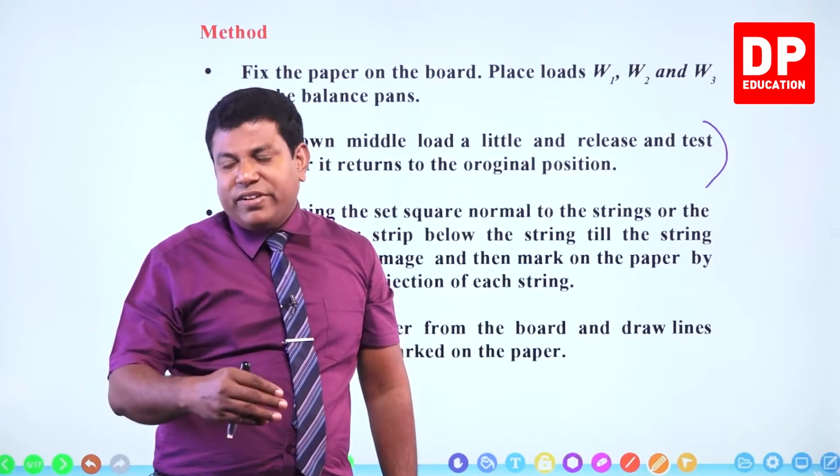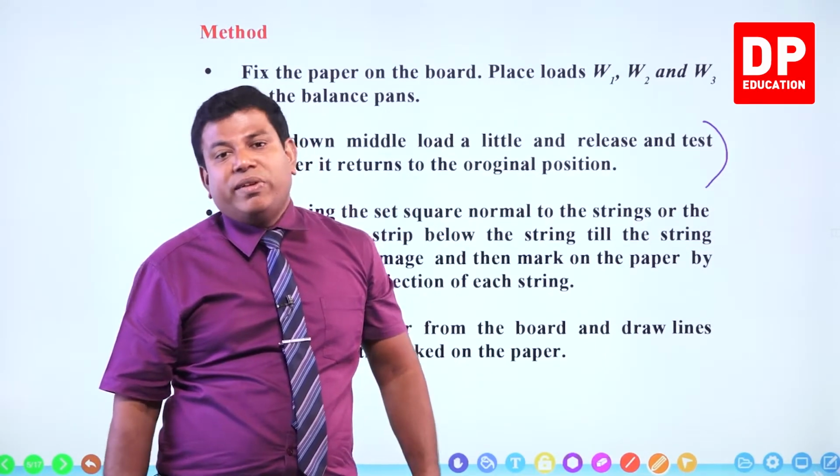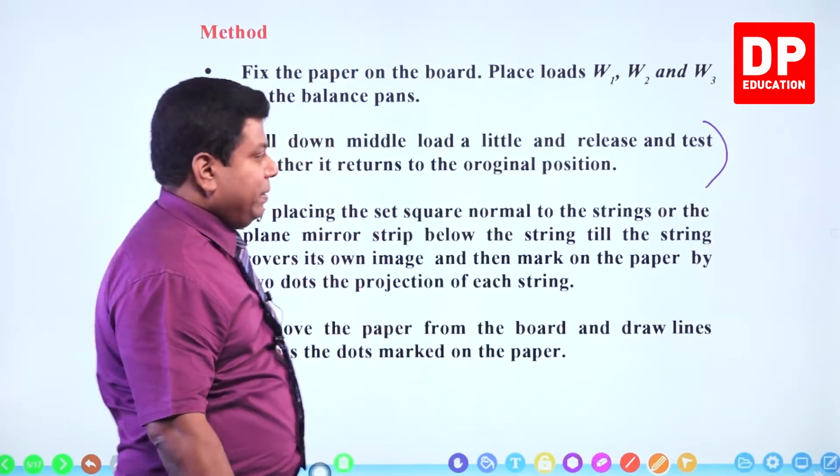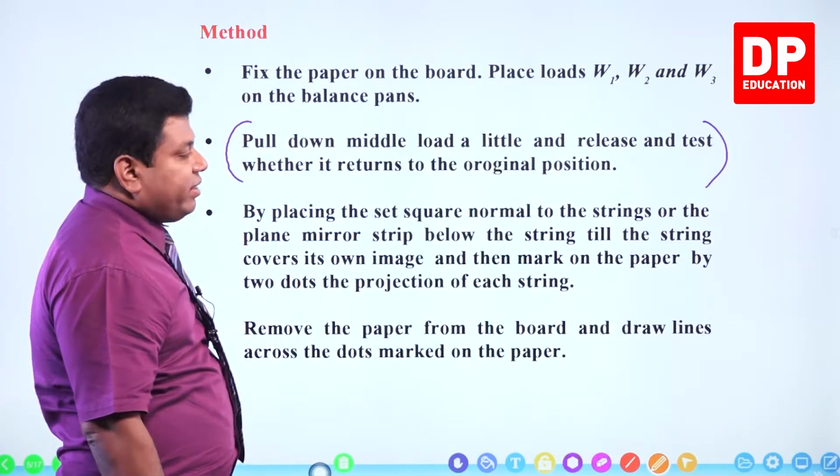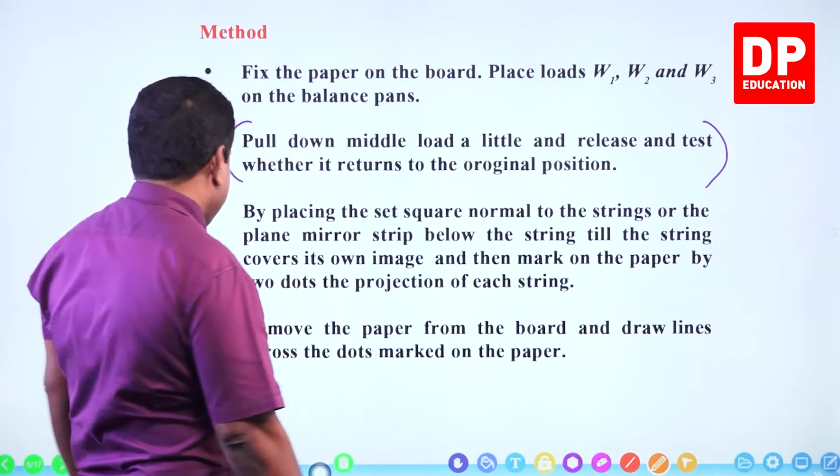Understand? Pulleys have friction, pulleys do not have friction. That's how we verify, right? So, this step is important to verify that pulleys are frictionless.